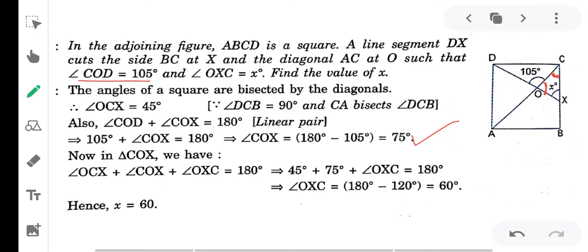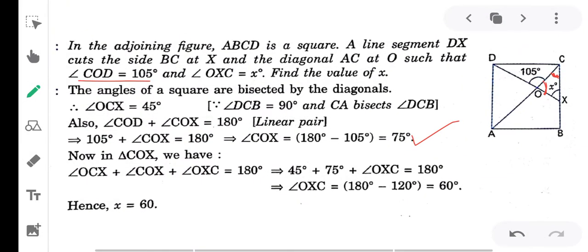Now x will be 180 minus 75 plus 45. 45 plus 75 is 120, and this x will be 180 minus 120, that is 60 degrees. Clear?